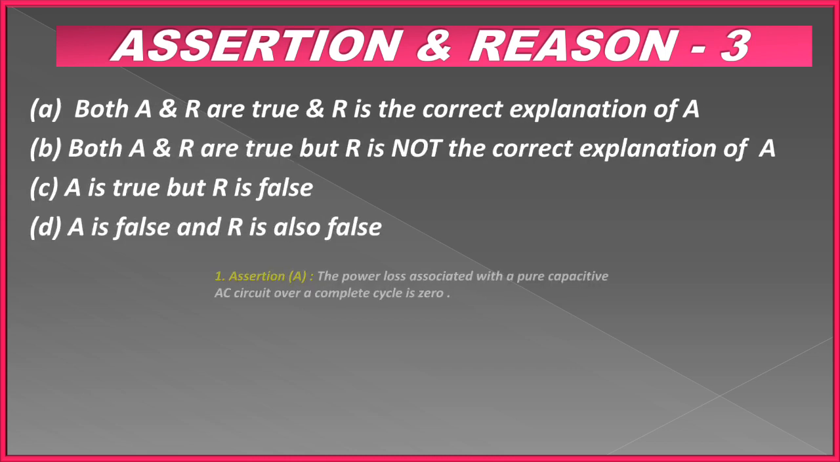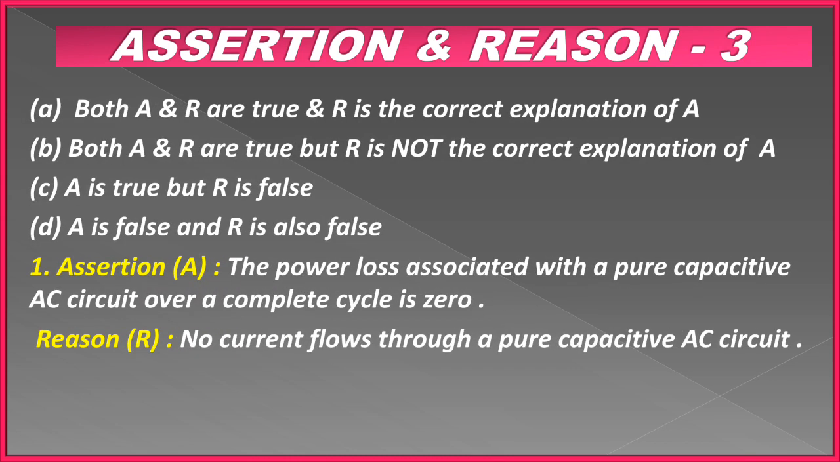Next, assertion and reason part 3. Okay, in this part, question number 1, assertion. The power loss associated with a pure capacitive AC circuit over a complete cycle is 0, and its reason is no current flows through a pure capacitive AC circuit. Correct answer. Option C. Assertion is true, but reason is false.